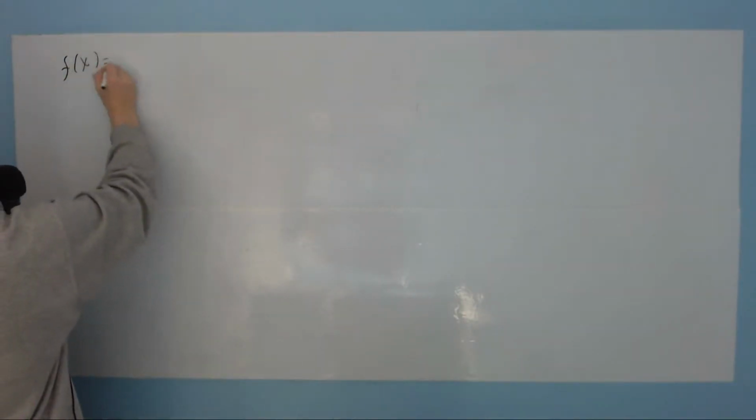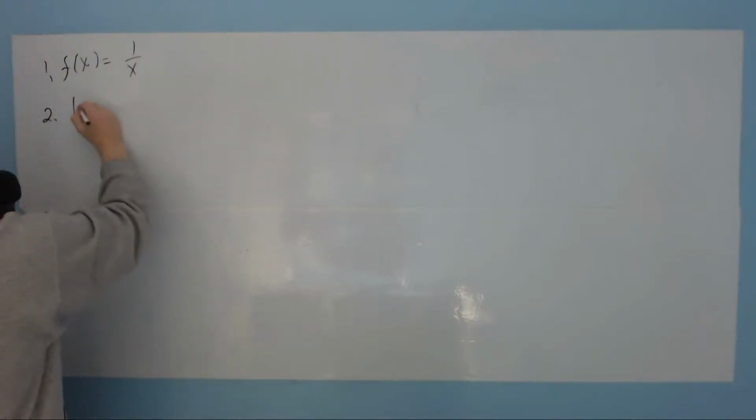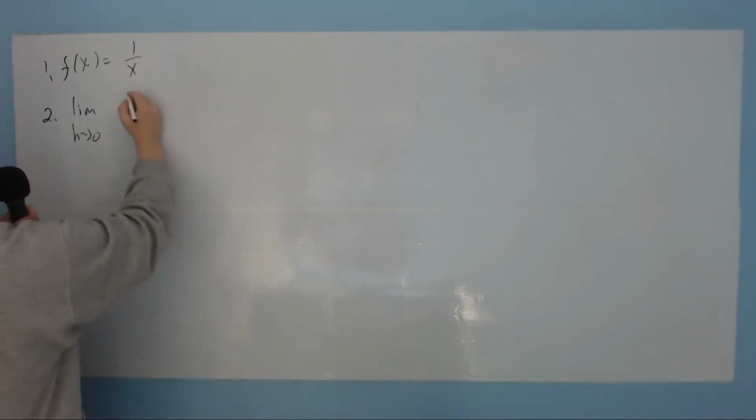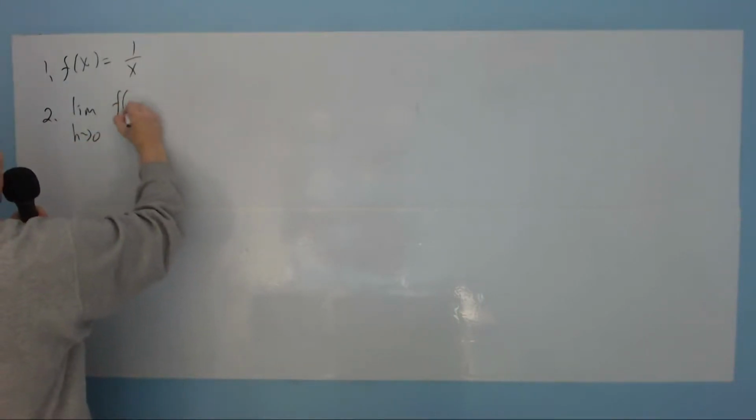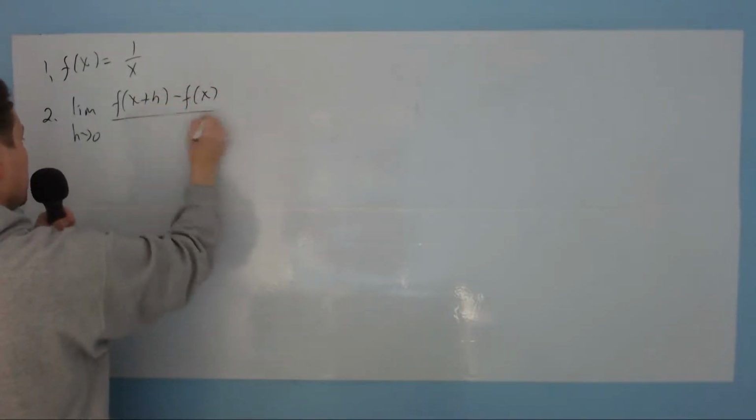And this one, let's take a look at finding the derivative of 1 over x from the definition. So step by step from the beginning. Here is f of x equals 1 over x. Step 2, I need to find this quantity: the limit as h goes to 0 of the following, f of x plus h minus f of x, divided by h.